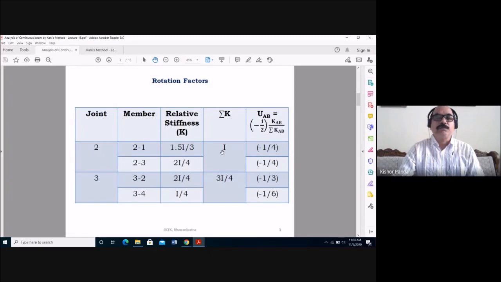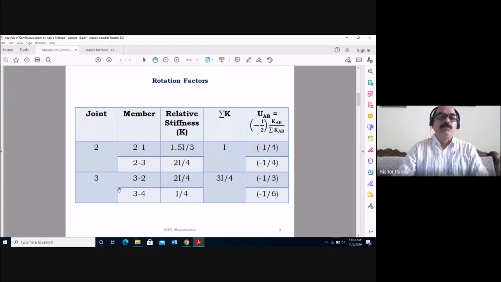Similarly, find out the rotation factor for 2-3. This is 2-1, you got this one, and for 2-3, what you have to do? U is equal to minus half into the relative stiffness of the member divided by the relative stiffness of the joint. So minus half into 2I by 4 divided by I. So you will get minus 1 by 4.